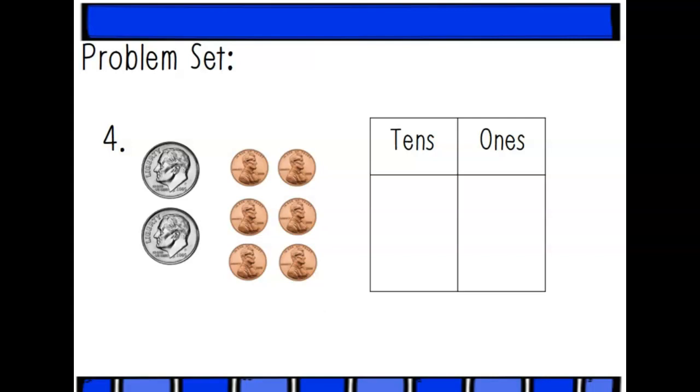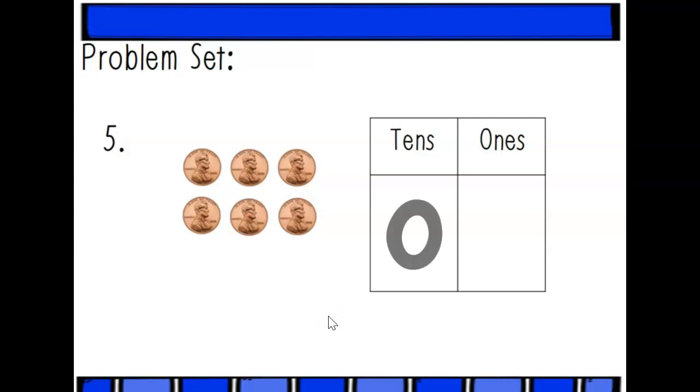All right, here, how many tens do we have? How many dimes? How many tens? Did you say 2? Excellent. And how many pennies? Did you say 6? Awesome. 26. 2 tens, 6 ones, or 26 cents.